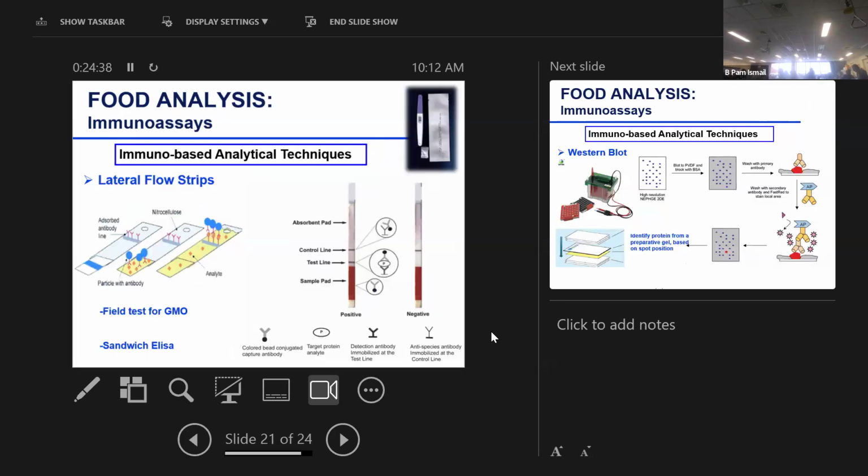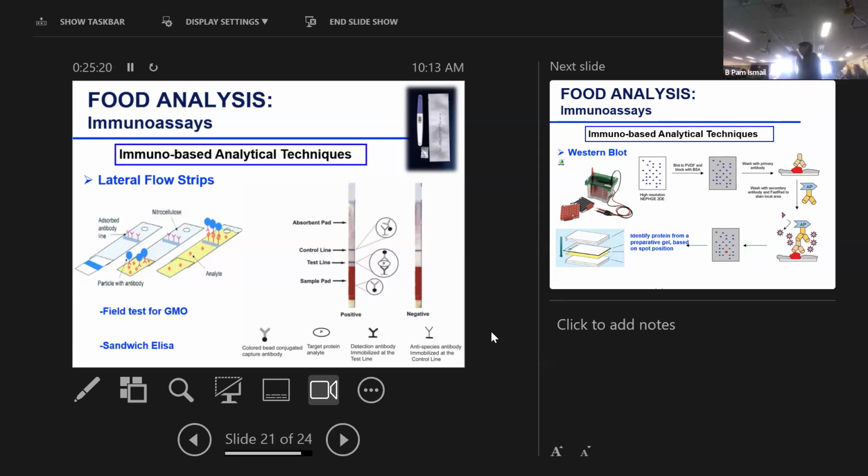Lateral flow strip, maybe later in life, you might encounter it in pregnancy tests. And another application is GMO on the field. So what happens here, the principle is sandwich ELISA. Absolutely sandwich ELISA, how it is formed. So your strip has two regions. The first region here that you dip has an antibody with a color attached to it. And then here you have a fixed antibody that will sandwich the antigen.